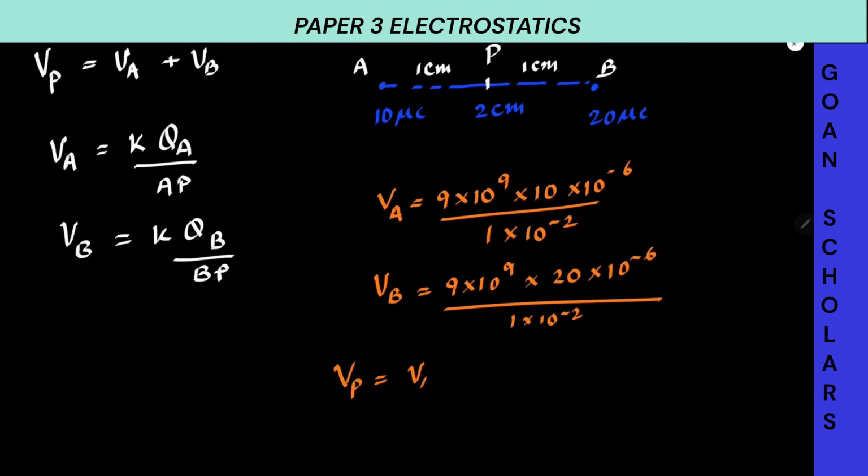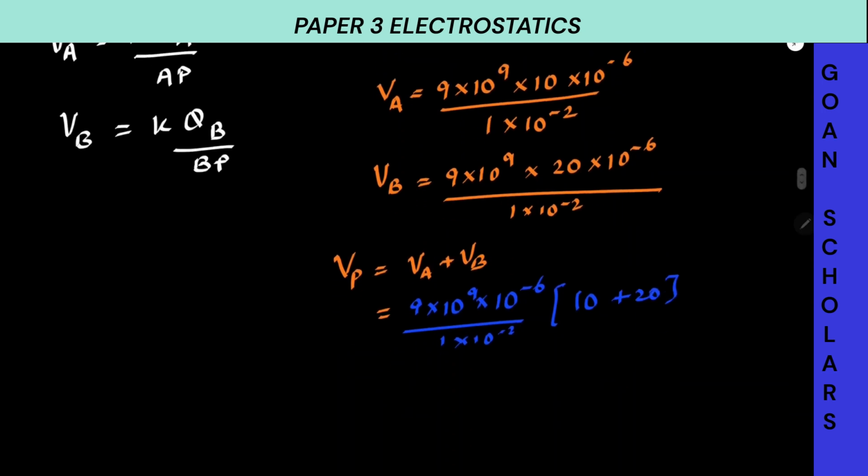So VP will be equal to VA plus VB. Adding both the values, let's take a few parameters common, like 9 into 10 to the power 9 taking common, 10 to the power minus 6 taking common, and 1 upon 1 into 10 to the power minus 2. Here we are left with 10 plus 20. Correct? So 10 to the power 9, and this minus 6 goes here, because 10 to the power minus 2 goes up, and 9 plus 2 minus 6 is 5, right? So 9 into 10 to the power 5. And 10 plus 20 is 30. So this will be 9 3s are 27 into 10 to the power 6.